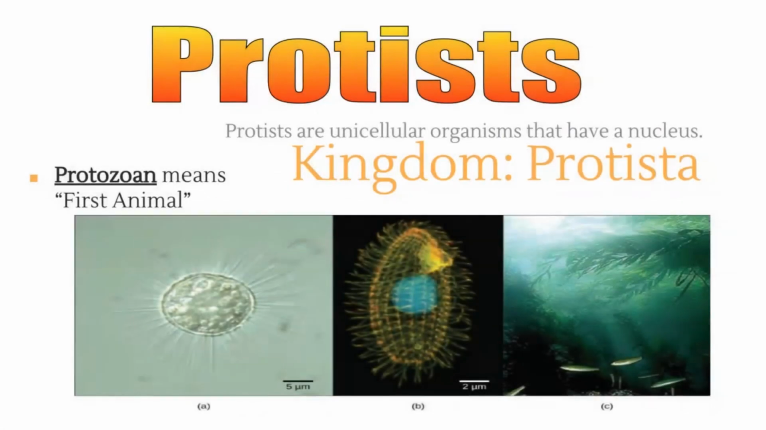So let's talk about protists first. Proto, much like prototype, means the first. And zoan, much like zoo, means animal. So the word protozoan means the first animal. But that's a little misleading because only some of them are considered animal-like protists. We also have plant-like protists that have characteristics of plants, and fungus-like protists that have characteristics of fungi.